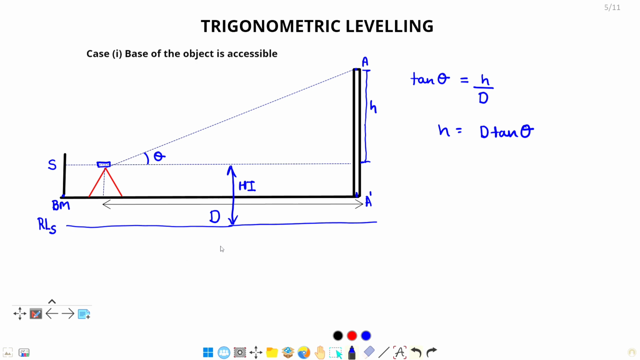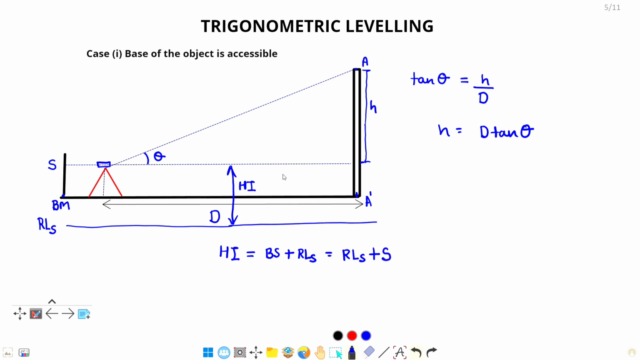So we will write down that height of instrument will be back side at S plus RL of benchmark, that is RLS. So it comes up to RLS plus backside, that is S here.